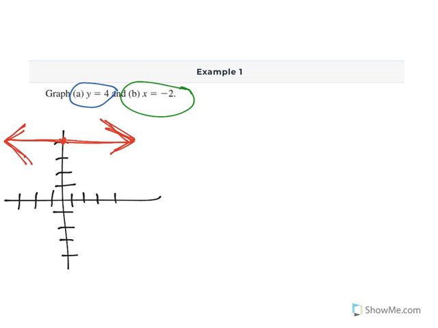And then we have where x equals negative 2. So we need to find x equals negative 2. Remember, this is the x-axis, so that's negative 2 over there. And x equals is vertical, so we've got a vertical line right there. You're done. Beautiful. Good job. These should be the easiest lines that you graph. And we're going to graph a lot of lines together.